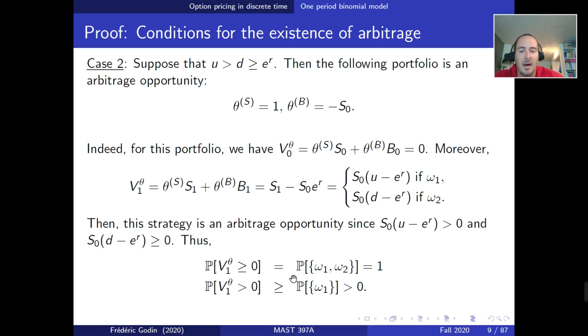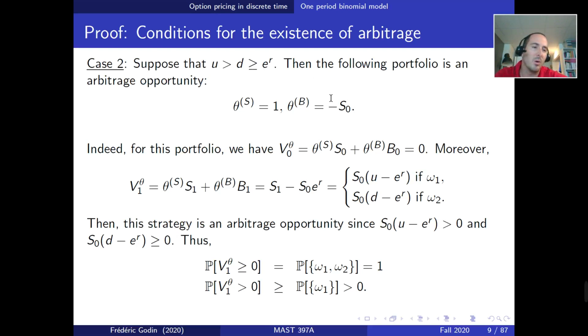Conversely, if you look at which scenarios lead to a final portfolio value strictly greater than 0, this contains at least the first scenario, because we said that u is strictly greater than exponential of r. So this quantity is strictly greater than 0. For scenario 1, you're certain to have the portfolio value strictly greater than 0, so this probability is p, which is greater than 0. So we see that this portfolio we've set up is an arbitrage opportunity under that assumption.